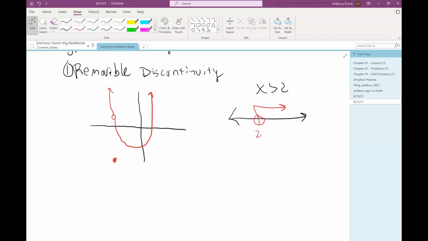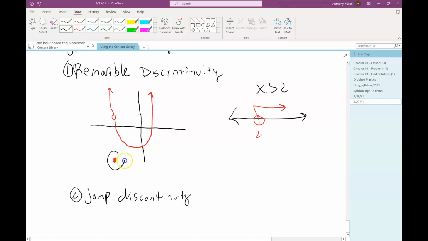The other one is a jump discontinuity. This I don't think anybody would have seen. And just FYI, on a removable discontinuity, this point may or may not be there. It doesn't need to be there. So if that point is also gone, if it just has a hole, that's still a removable discontinuity. Do you guys get what I mean? Okay.